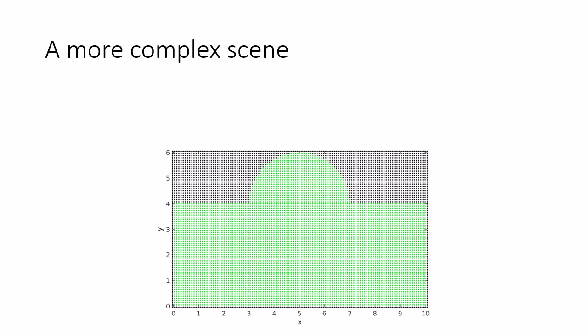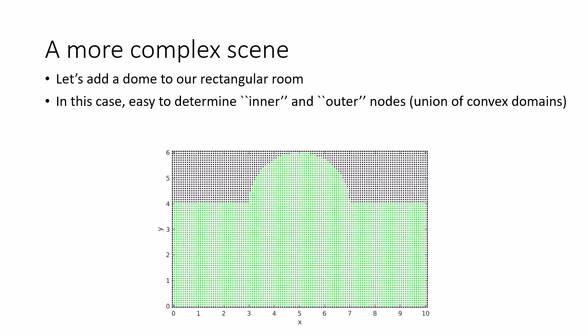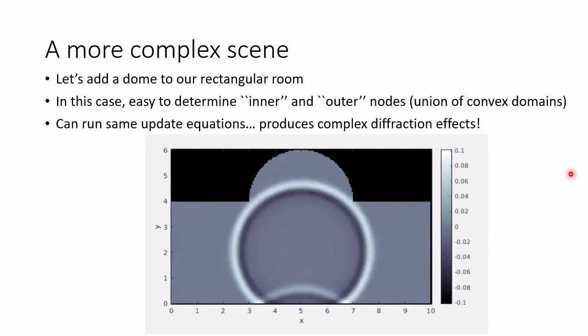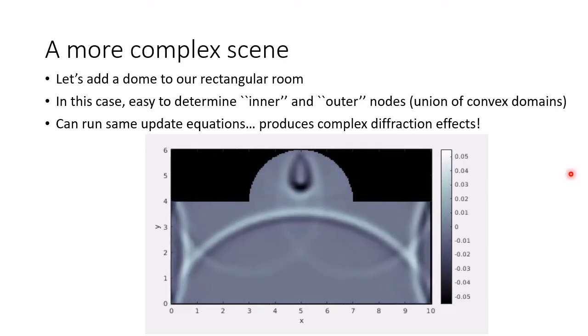Okay, so now we can move on to a more complicated geometry. So all I've done here is added a dome, a circular dome to the scene. And in this case, we have to go back to the first step, which is to figure out which points are inside and outside. And in this case, it's easy to do that because I've chosen a domain that's the union of two convex domains. So we can just say, is a point inside this rectangle or this circle? So the circle would extend like that. Sorry. So if it's in either of those domains, then it's inside the room. And we can just run the same update equations, and all of a sudden we get more complicated wave phenomena.